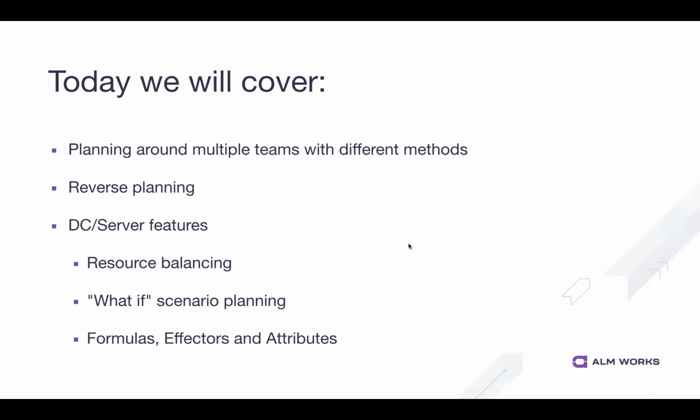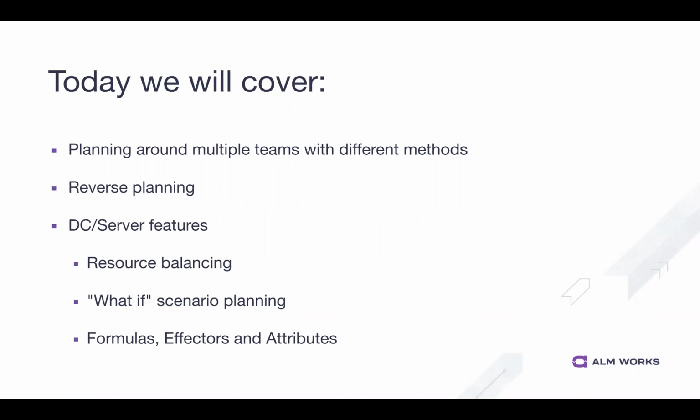Today, basic things that I want to cover are this idea of planning around multiple teams and those teams having different methods. We talked about this a little bit last time, the idea of mixing Agile and Waterfall. It doesn't have to be those two, there are a lot of other different approaches that we can take, and Structure and Gantt want to be as flexible as possible.